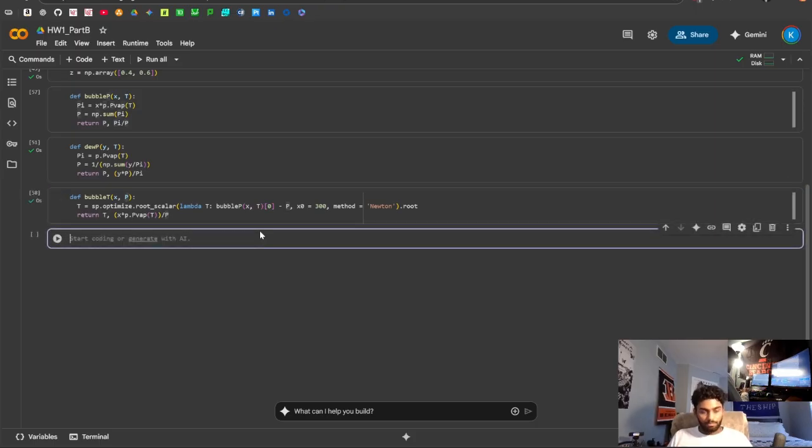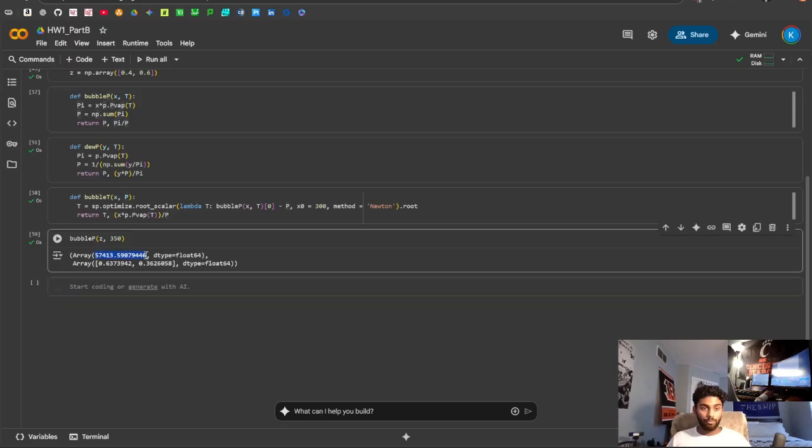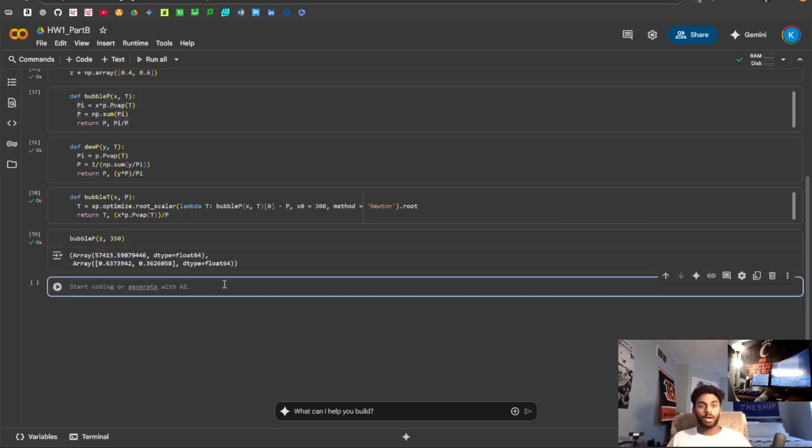So now let's make sure that this function works. First, I'm going to use our bubble p function. We're going to have our liquid phase mole fraction, which was defined in Z, and we'll set it at 350 kelvins. And we get this pressure value right here for our bubble pressure. So I'm just going to copy that.